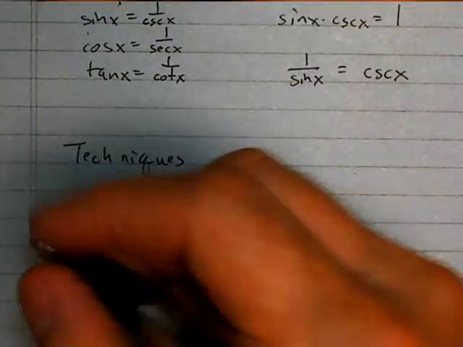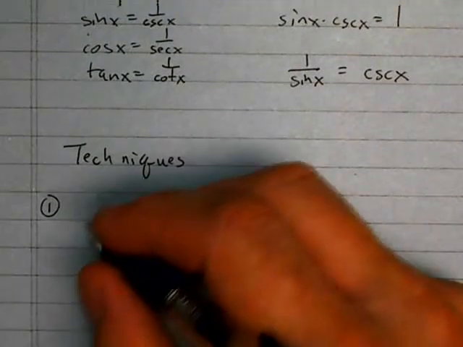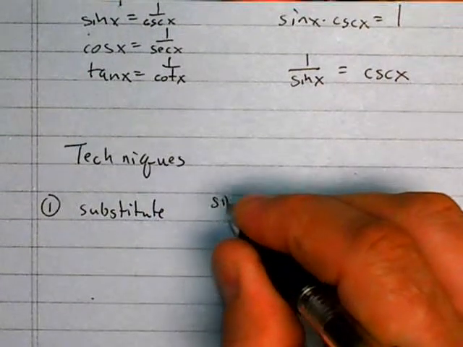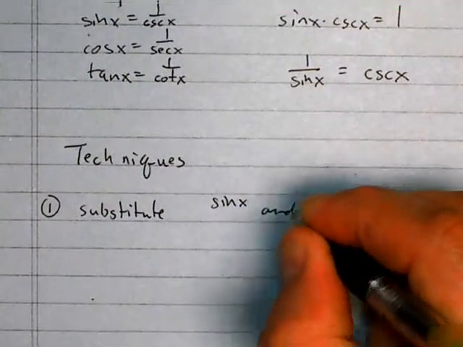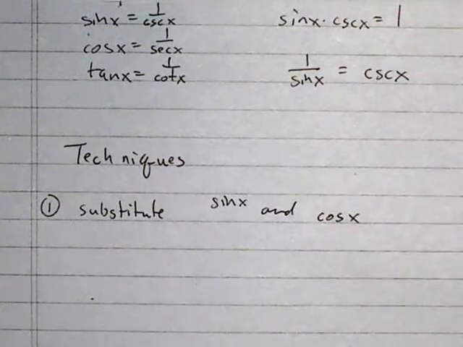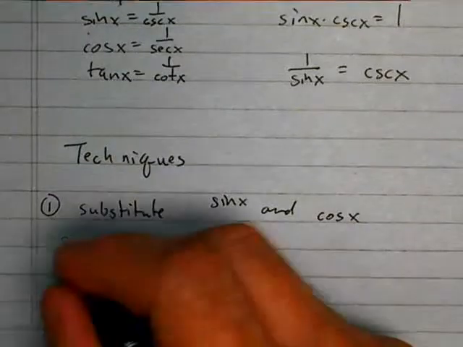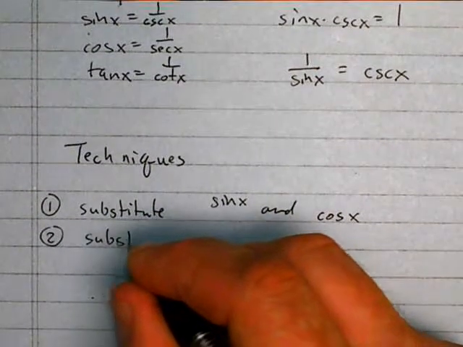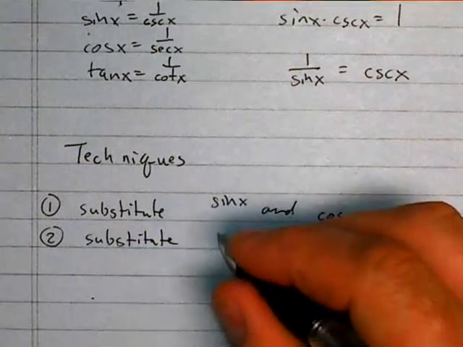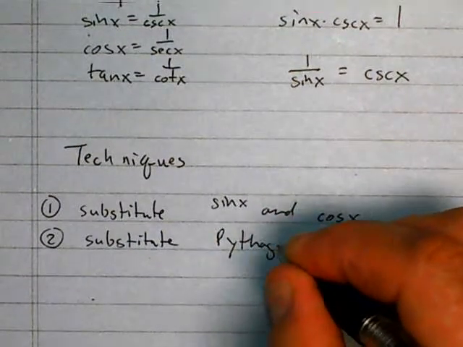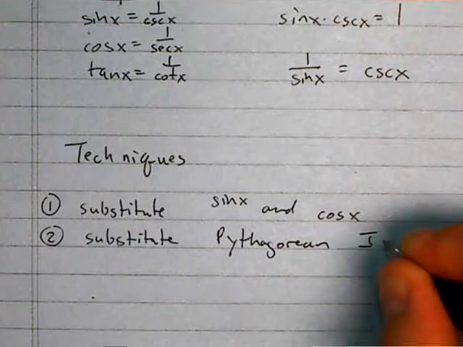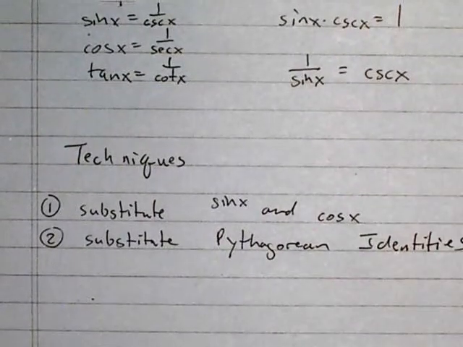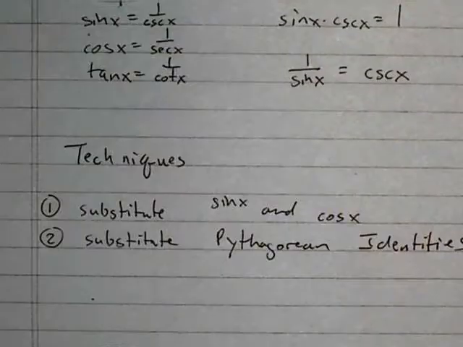All right, first technique: you can substitute sine x and cosine x. Number 2, you don't necessarily do them in this order, it's just a list of possibilities. You can substitute the Pythagorean identities. Okay, the things we talked about earlier.